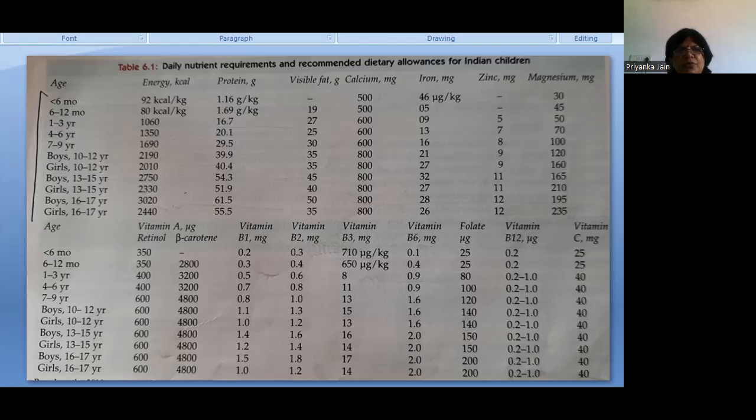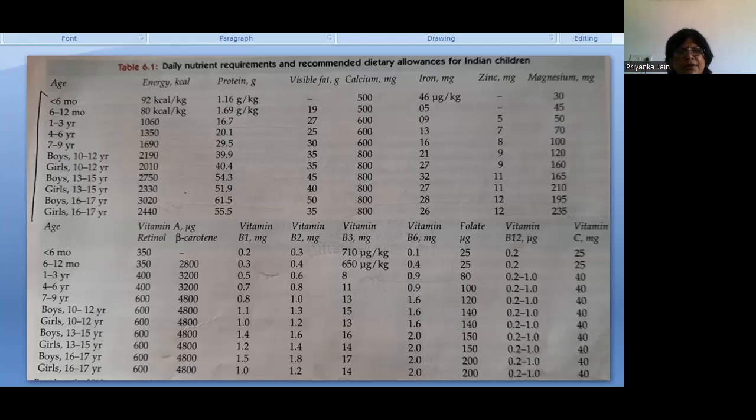Say boys 10 to 12 year and girls 10 to 12 year. It is different. Energy is 2190 kilocalorie in boys, 39.9 gram protein, 35 gram visible fat and 600 calcium, 16 mg iron, zinc is also 8 mg. Girls: energy 2010, protein is 40.4 gram, visible fat is 35 gram, calcium is 800 mg, iron is 37, zinc is 11.